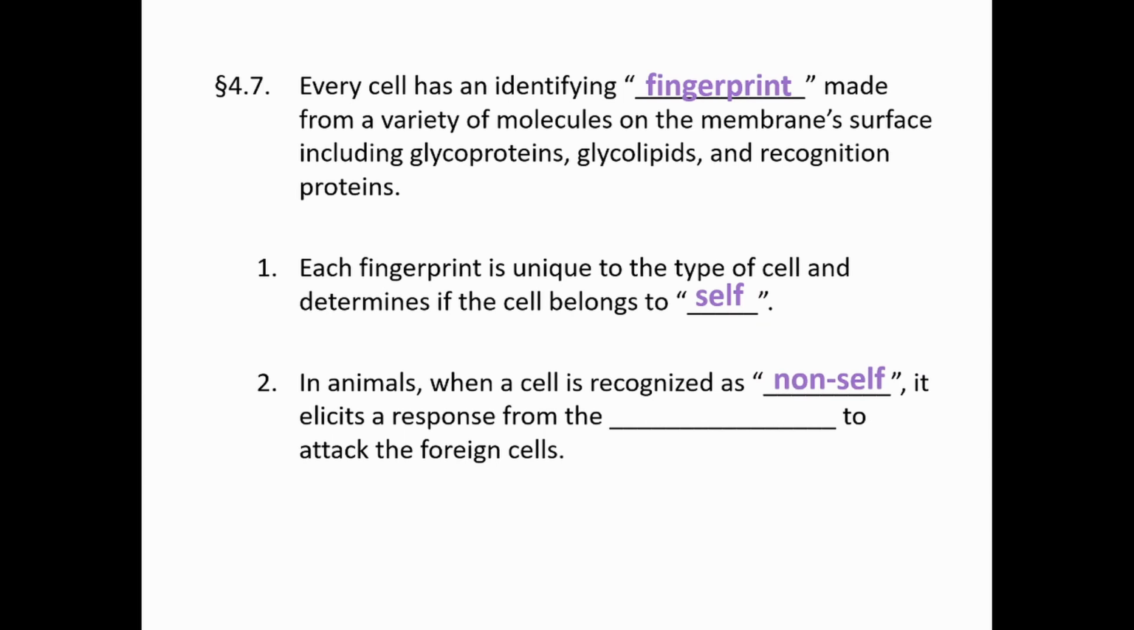So in animals, when the body recognizes a cell as non-self, not belonging to the body and not invited to stay, we get a response from the immune system. The immune system will recognize that cell as a foreigner, as an invader, and it will attack it and destroy it. This is why we're able to fight off illness, right? You get a cold and your immune system ramps up in response to that cold virus because it recognizes the virus as non-self and not belonging and not allowed to stay in the body.